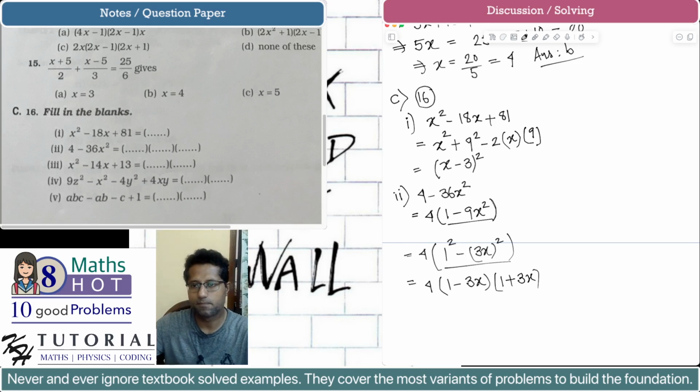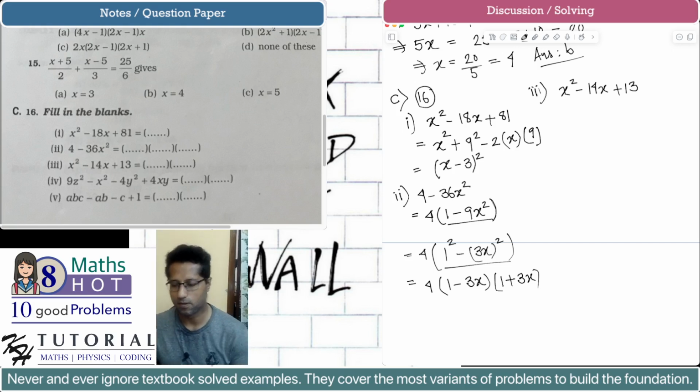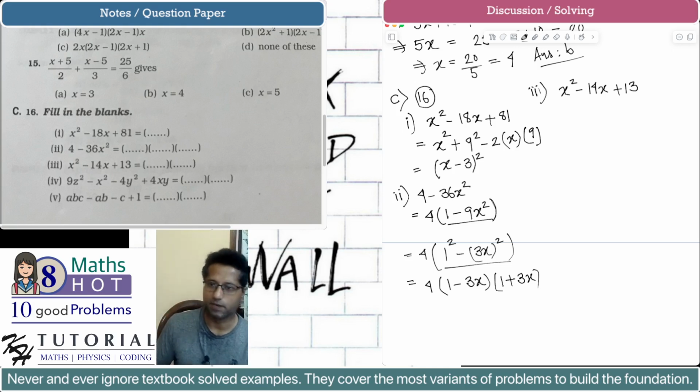Part 3. We have to factorize x square minus 14x plus 13. Notice that it is not of the form a square plus b square plus twice ab, or a square plus b square minus twice ab, because x square is fine, but the constant term 13 is not a perfect square. So we cannot have the a square plus b square minus twice ab form. Also, there is no common factor in all the terms of the given expression.